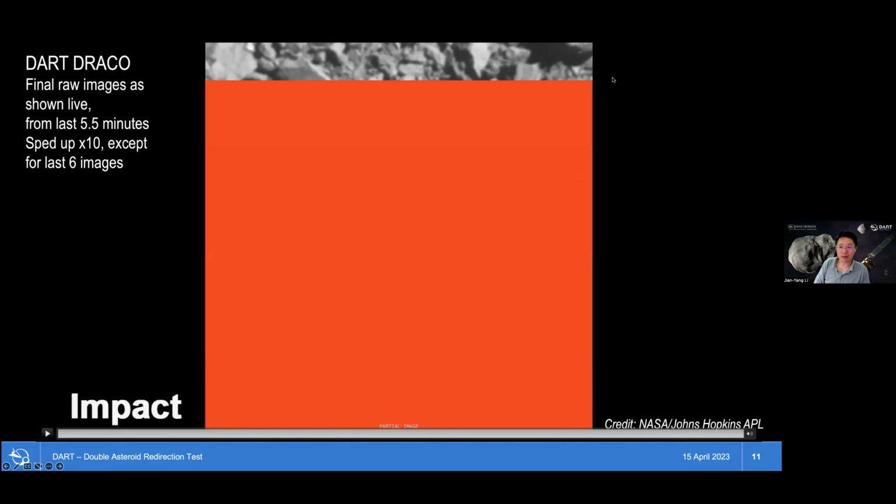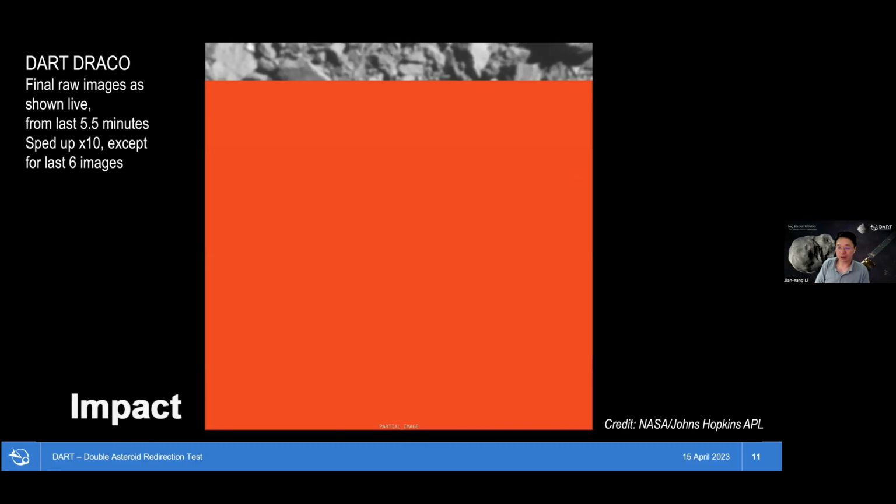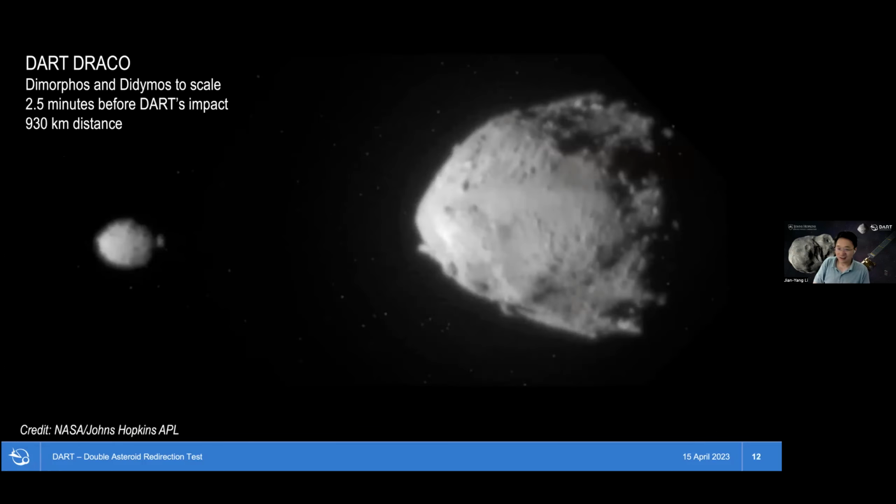And then once we see this final image, this is actually a partial image. Only a small fraction of this image was transmitted back before the spacecraft hit the target and was destroyed. When we saw this partial image, we were very happy. This is the first time we were happy about a bad image, right? This is the last frame that has both Didymos and Dimorphos in the same frame.